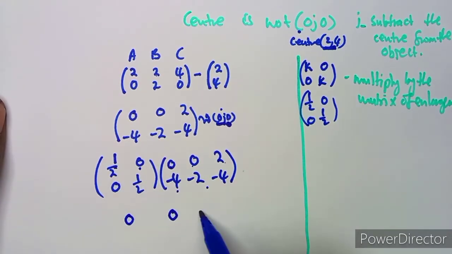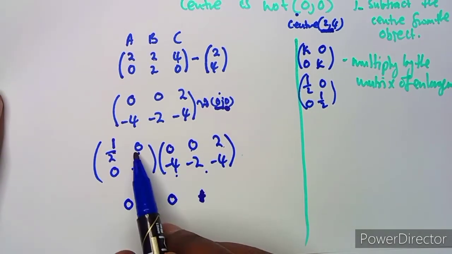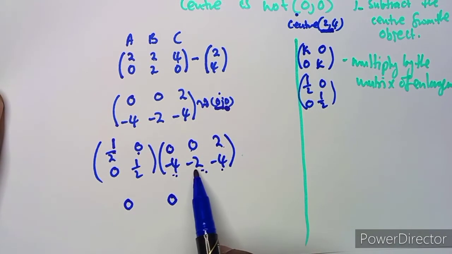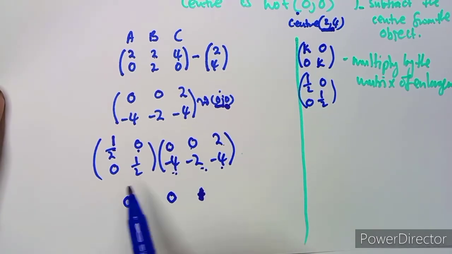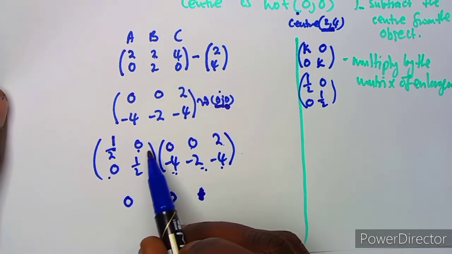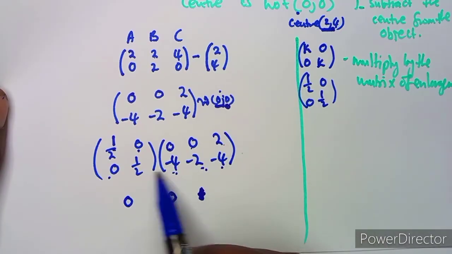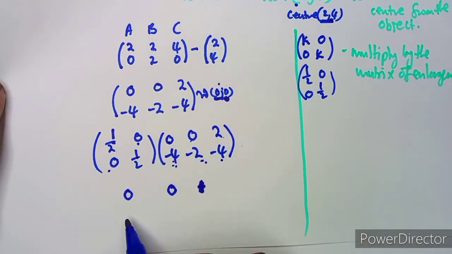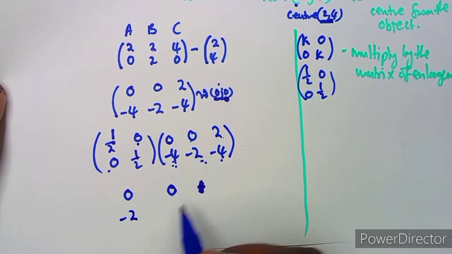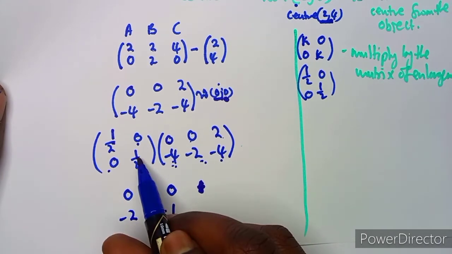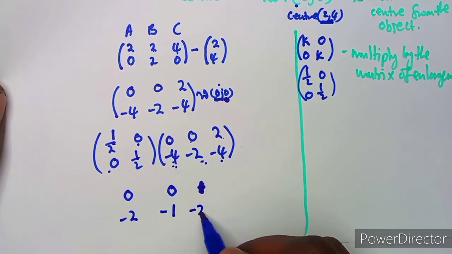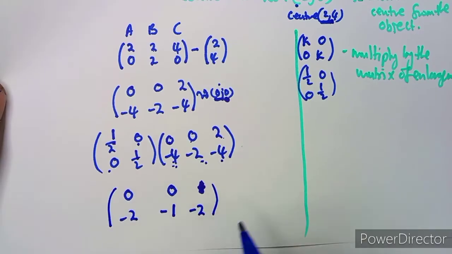Half of 2, that is a 1. So this is going to be a 1, because both 0s are going to multiply all these numbers, so they are not going to exist. Then here, 0 is going to multiply all these numbers on top, so we just multiply this by half: half times 4, that's 2, half of minus 2, that's minus 1, half of minus 4, which is minus 2. So that is what you have.